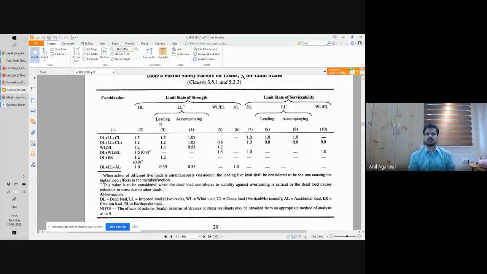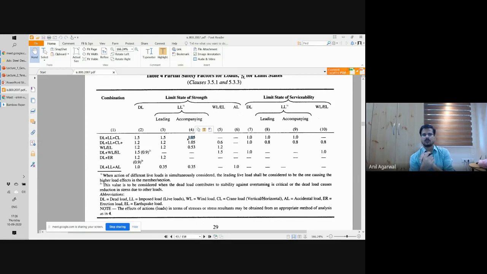So in that case, what you can do is, for the leading one, which basically means the heavier one, or the one that has more significant effect on the structural members, you take a factor of safety of 1.5, but for the other one you take a factor of safety of only 1.05. Okay. So likewise, some concession is given.